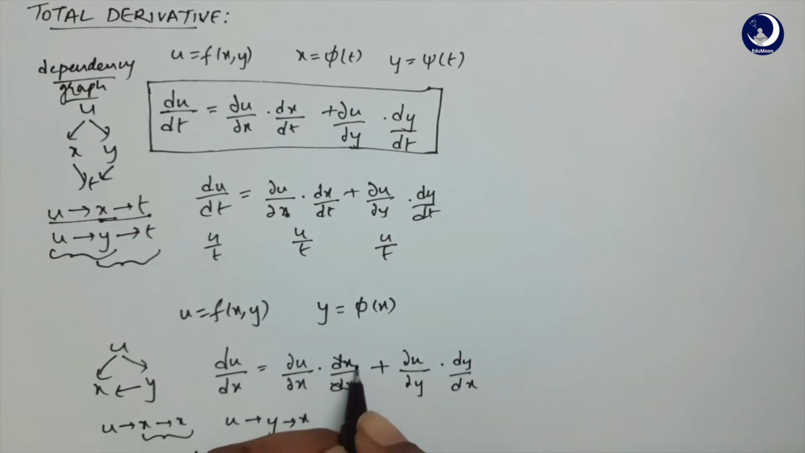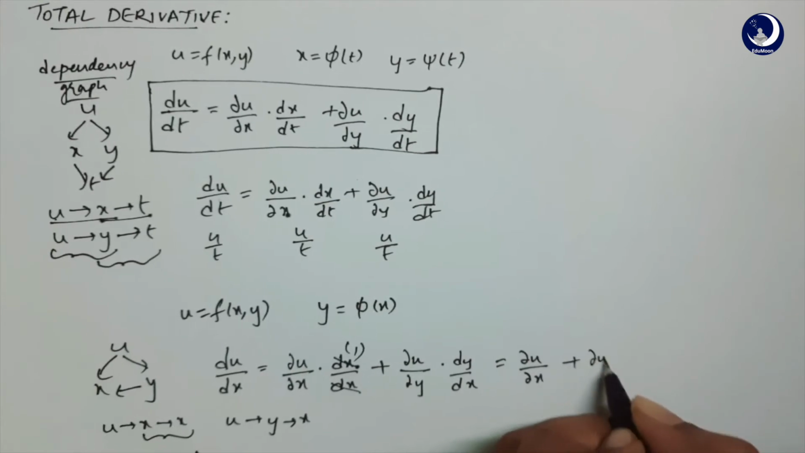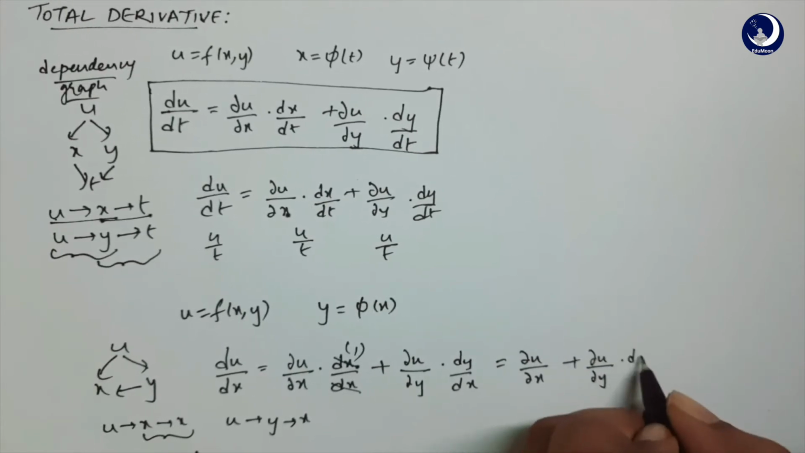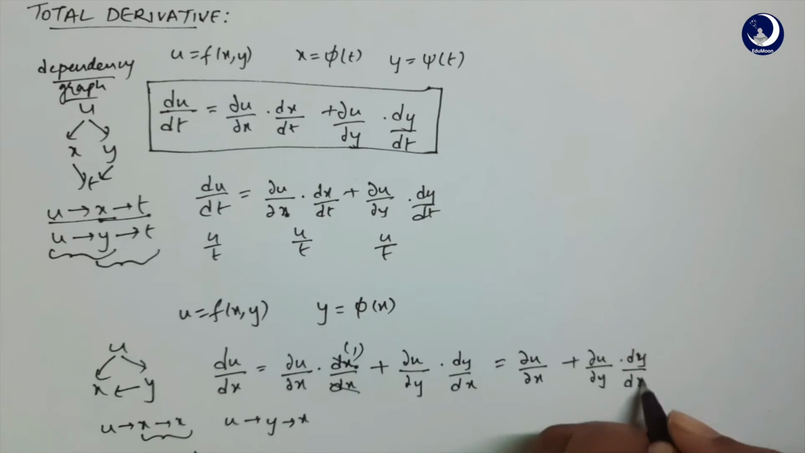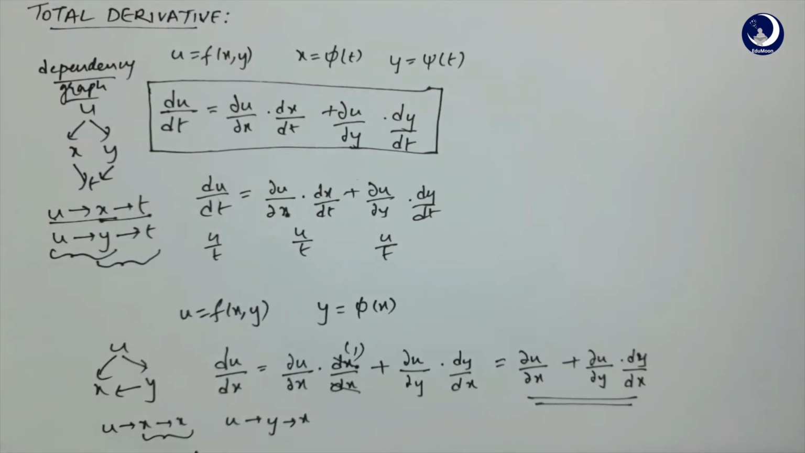So dx and dx get cancelled. So we get dou u by dou x plus dou u by dou y into dy by dx. That's our other case. Now let's do a problem.